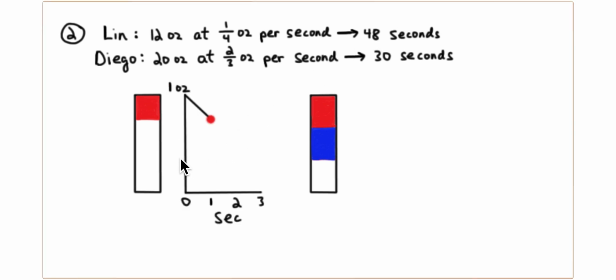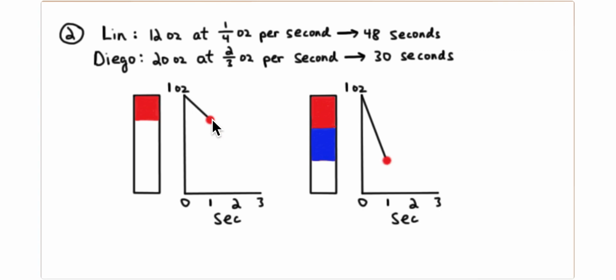So just the beginning graph here, this is 1 ounce. So this is 1 ounce right here. And this is 1/4 of an ounce in 1 second. So she drinks 1/4 of an ounce in 1 second. Let's look at Diego now. He drinks 2/3 of an ounce in that same 1 second. So here's the same 1 second, but he's drunk 2/3 of an ounce, much more than what Lynn drank. She only drank 1/4 of an ounce in that 1 second.